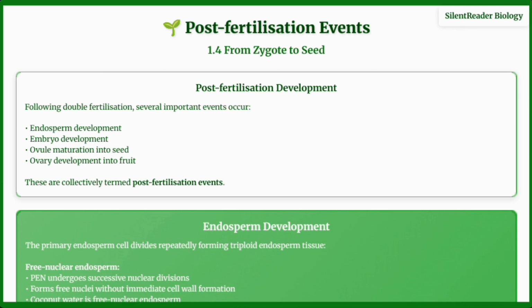The embryo develops at the micropylar end of the embryo sac where the zygote is situated. Most zygotes divide only after a certain amount of endosperm has formed. Though seeds differ greatly, the early stages of embryo development are similar in both monocotyledons and dicotyledons.